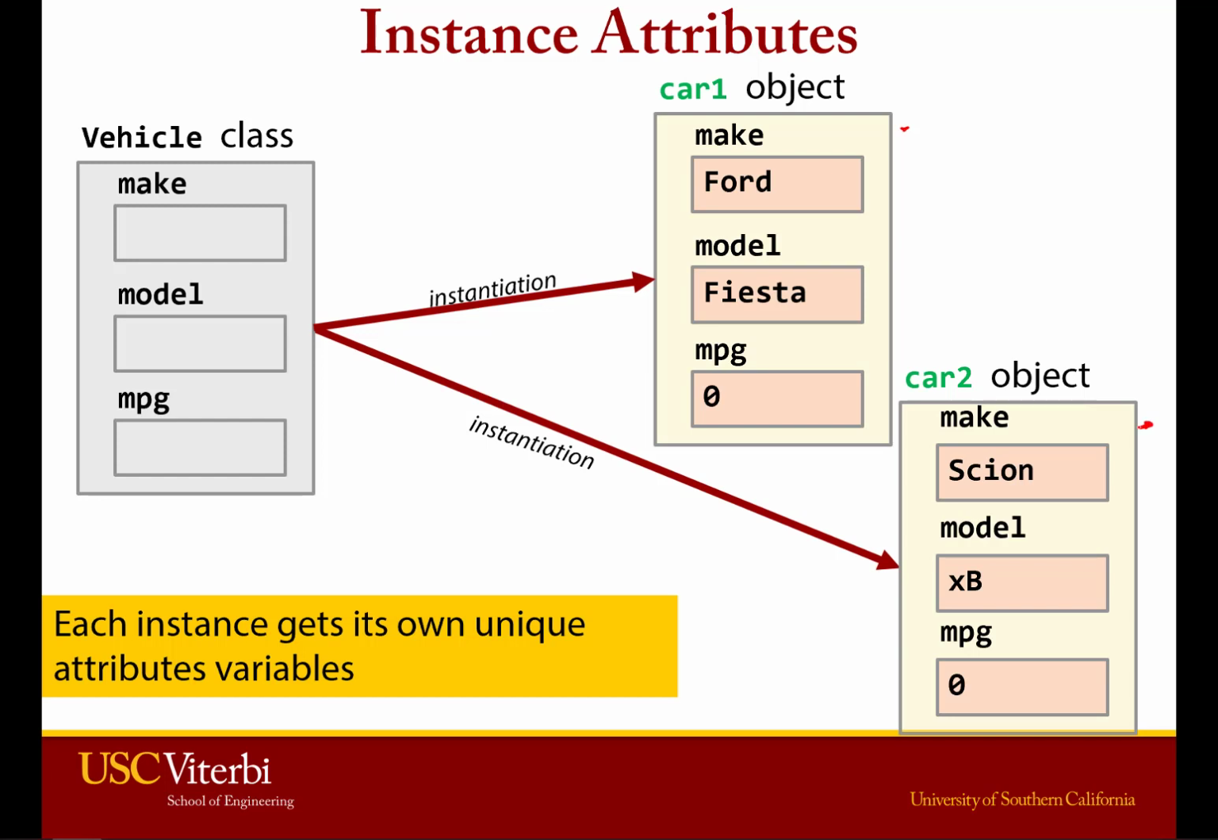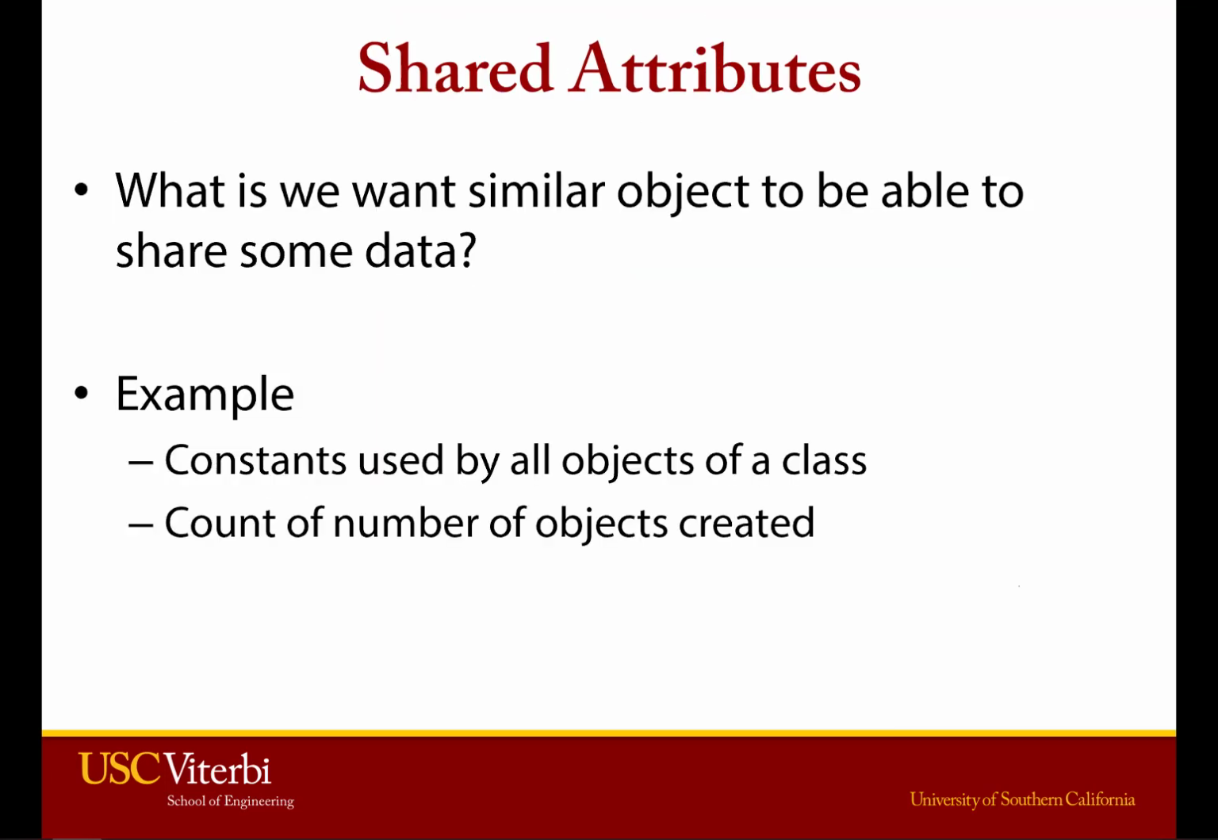Now, they each get a copy, or a container, if you will, that's going to store the attributes make, model, and MPG. But then when they're instantiated, everybody gets their own copy. So here we have Ford Fiesta. Here we have Scion XB. So they're very different. They're all going to have a container called make, but what gets stored in there is unique. Just like everyone in a room might have a different eye color or a different hair color, something like that. So that's good, and that's what we use a lot of the times.